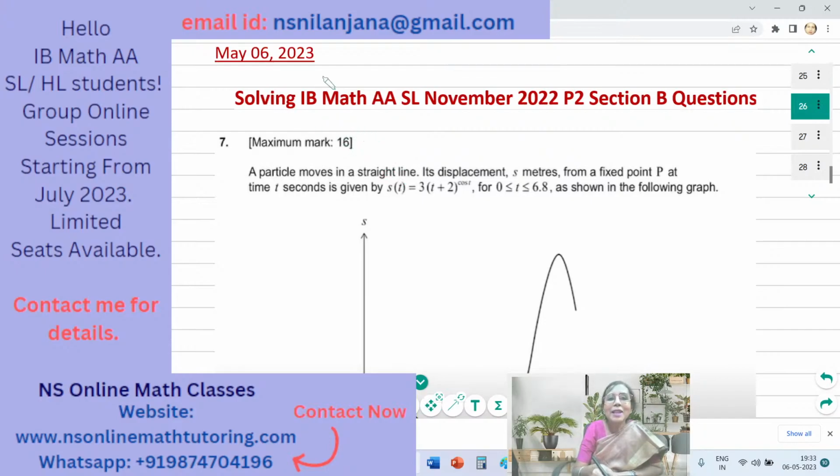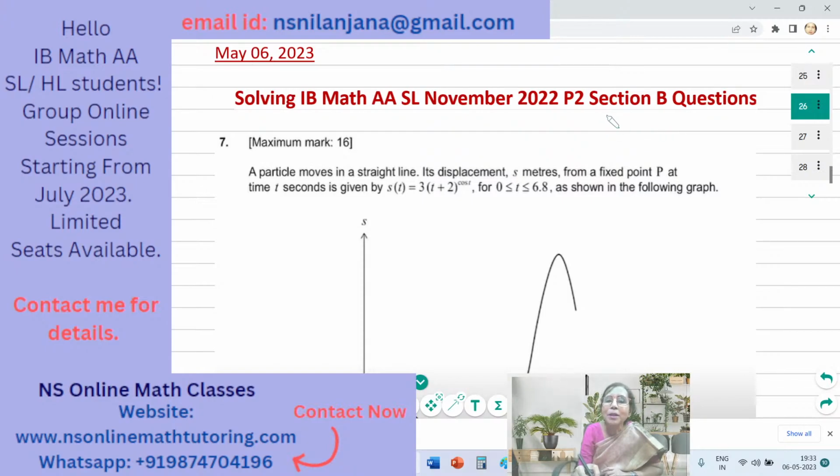Students, today is May 6, 2023 and we will be solving the IB Math ESL November 2022 Paper 2 Section B questions. We have already solved the Section A questions on May 4, 2023, that is day before yesterday. That means we have already solved questions from question 1 to question 6. And today we'll be solving question 7, question 8 and question 9 of this paper.